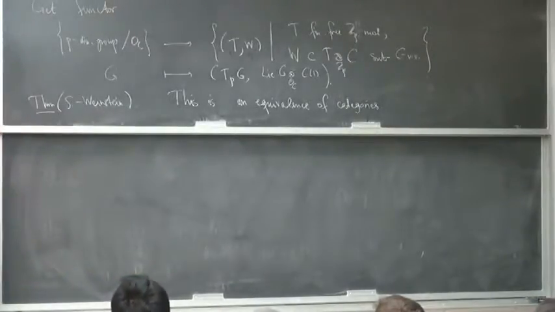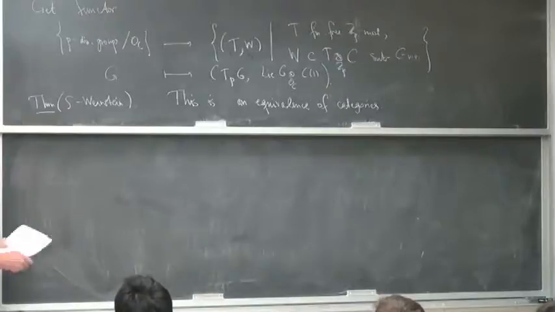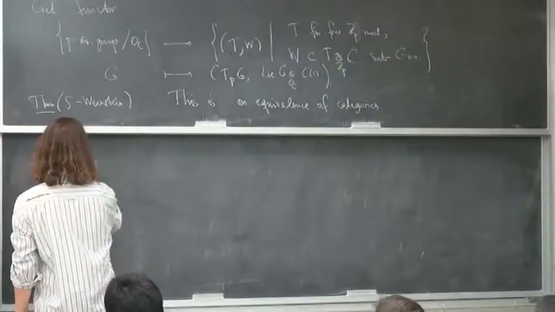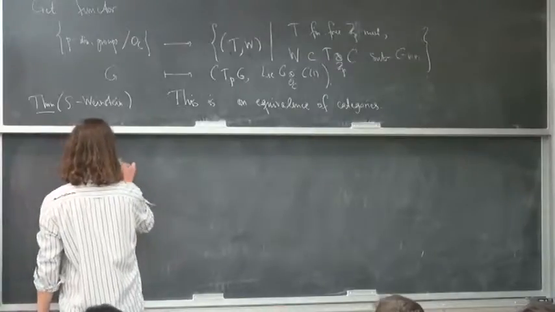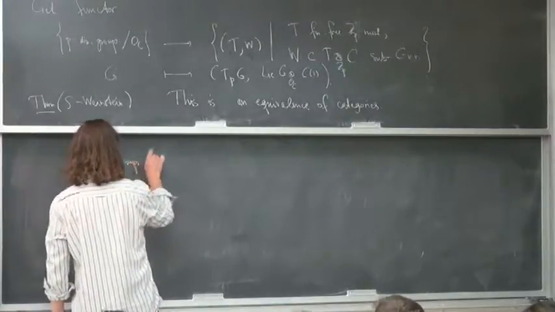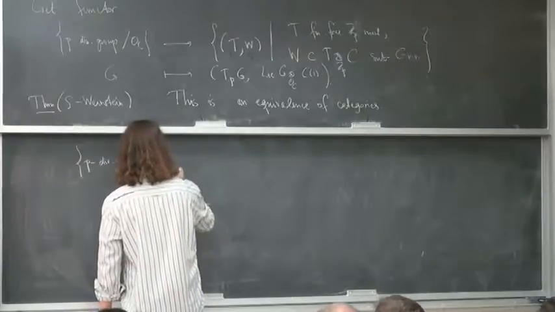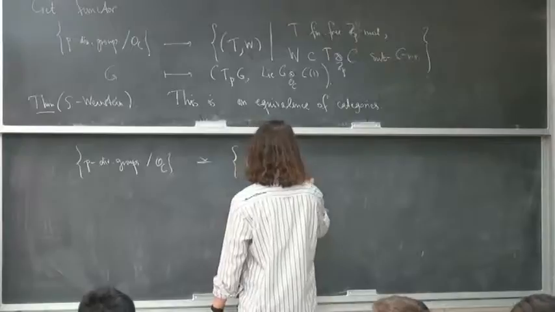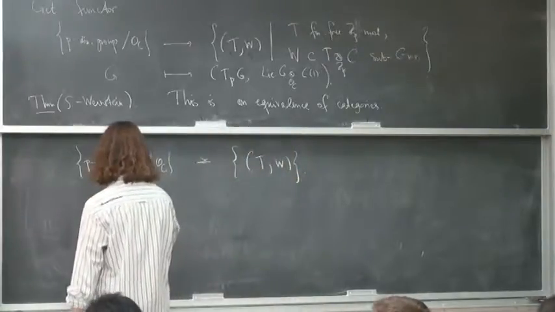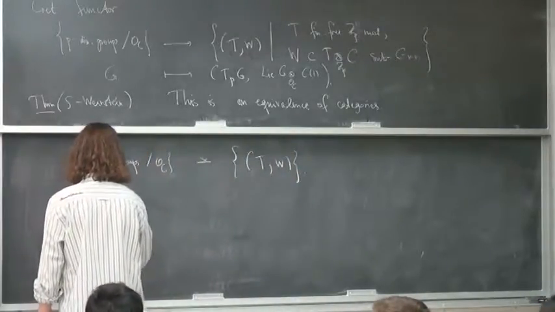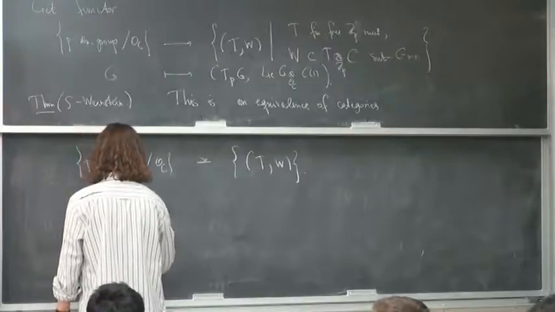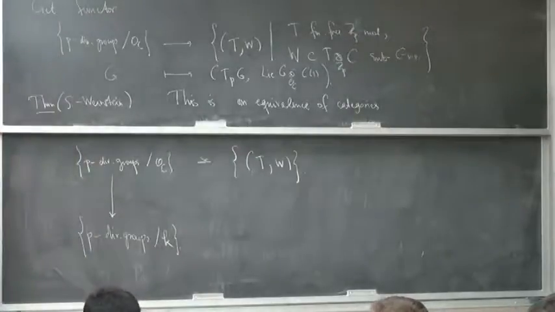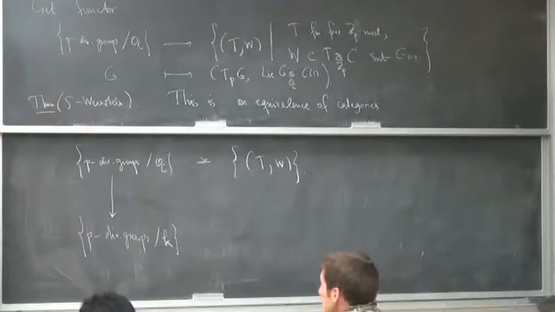Great. So now we get the following diagram. We have here p-divisible groups over OC, so they are classified by such pairs T, W as above. On the other hand, there is an obvious functor from p-divisible groups over the ring of integers to p-divisible groups over the residue field. Just reduction.